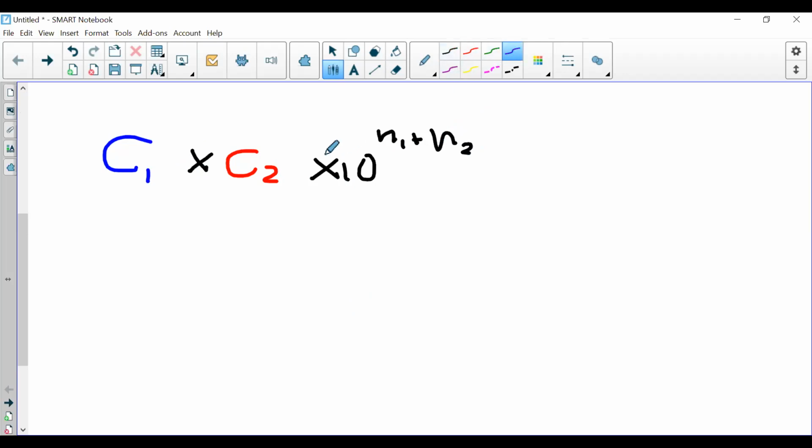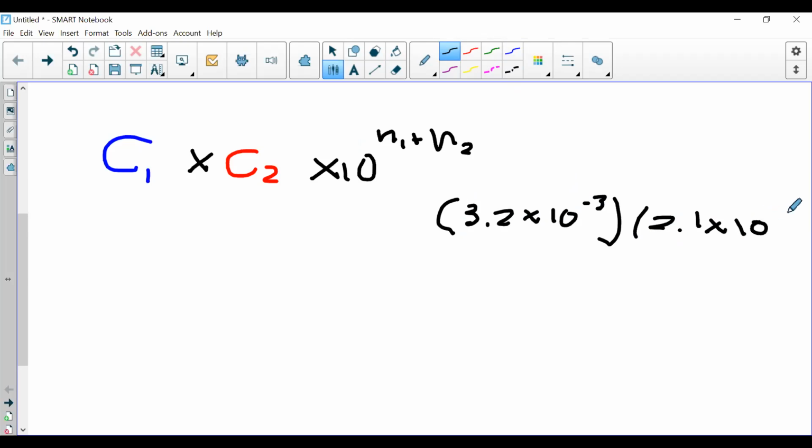So for our first coefficient, we have 3.2 times 10 to the negative 3rd, multiplied by 2.1 times 10 to the 5th. So we're going to multiply our 2 coefficients. Does anyone have a calculator out? You should go ahead and try to calculate this out.